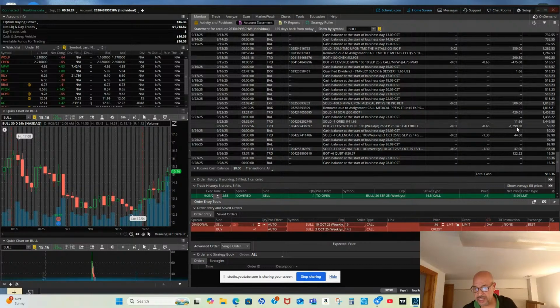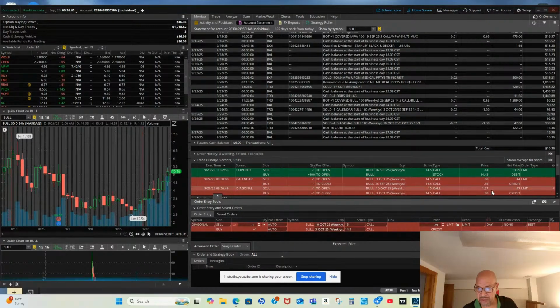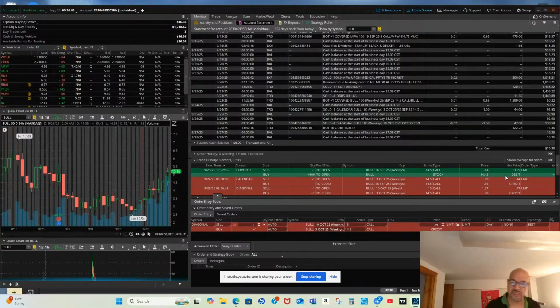The 13.99 was paid out, which left me with $50, and then the 44 came back in when I did that move here, right? When we did this, we got the $44. When we did this, we got the $47. That's money that you're getting each day, right?